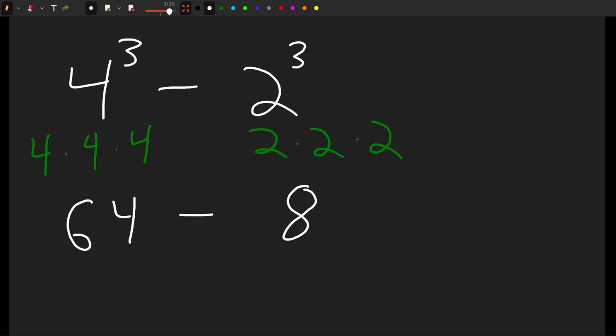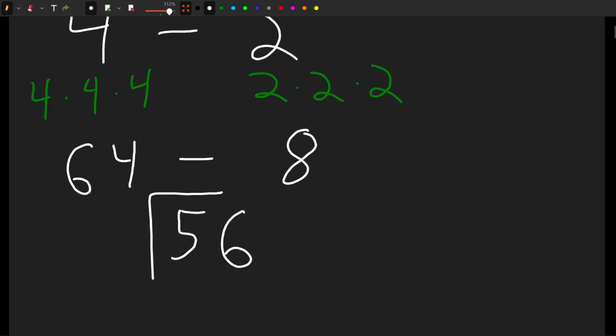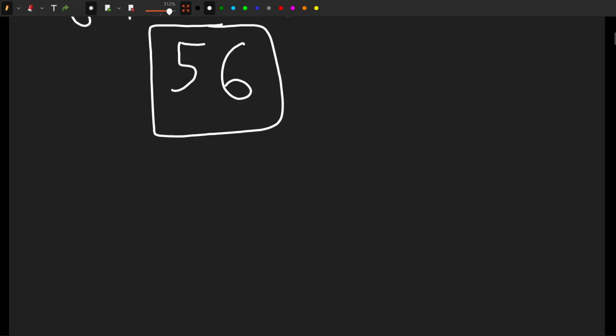And then I just need to subtract this now. I have no multiplication, no division, no addition, and I'm just left with subtraction. And so 64 minus 8 is 56. Okay. On to the next problem. Next problem will get a little bit more challenging.